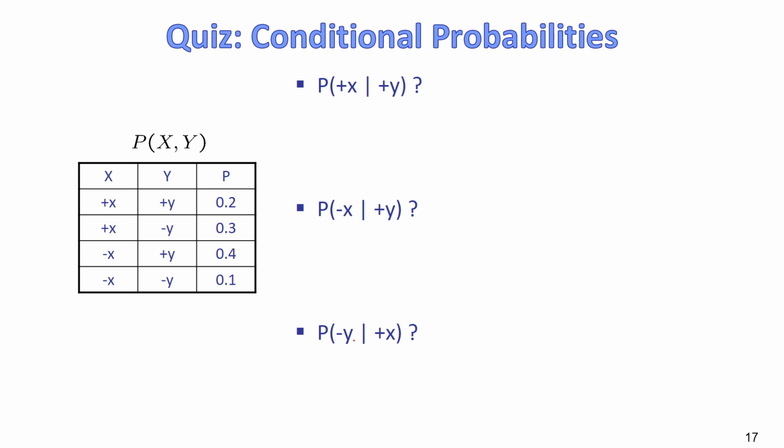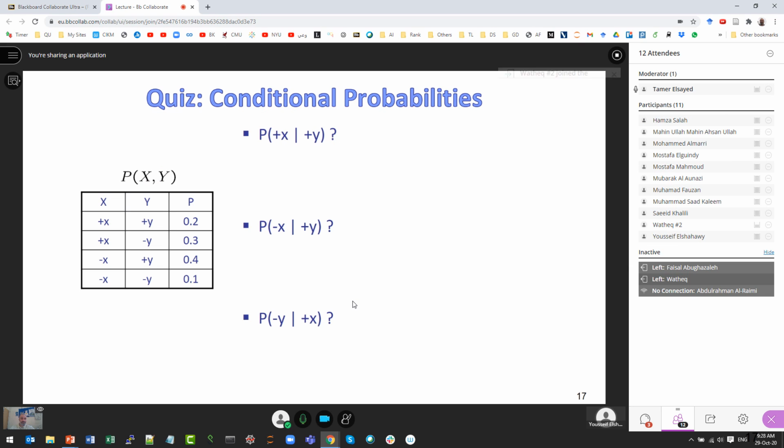Okay, now let's get a quick quiz. Given this joint distribution table, I want to calculate these probabilities. Any volunteer?